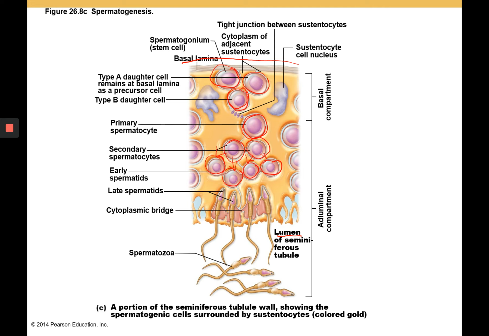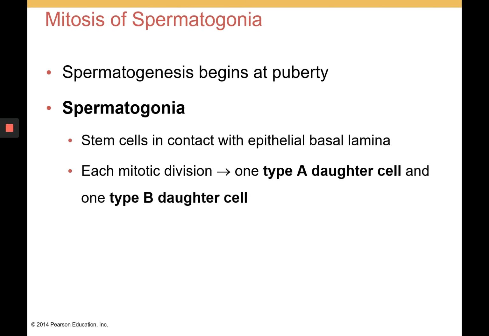The early spermatids develop into late spermatids, and through the process of spermiogenesis, these spermatids, which are round cells, start to look like spermatozoa. And the spermatozoa will then leave the tissue around the lumen and enter the lumen itself and then travel via the male reproductive duct system. So let's go through that again.